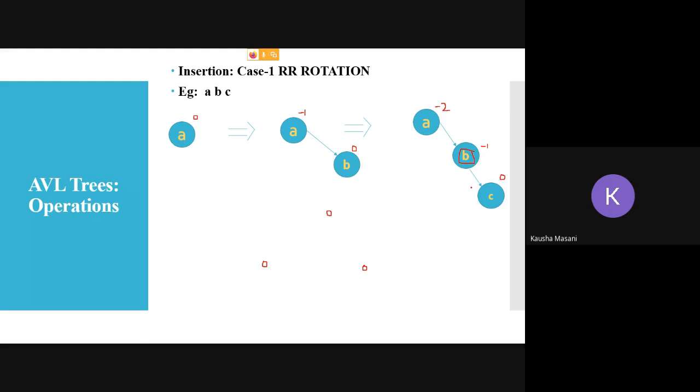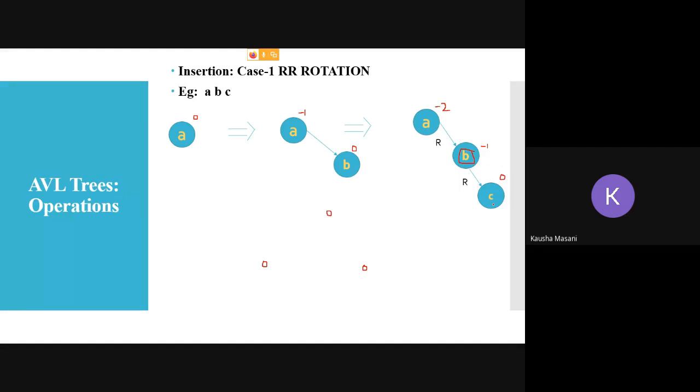Now you need to identify that A is having -2 here. So where is the imbalance that occurred? Due to the insertion at B. At B you inserted the element, and that insertion happened on the right side. So you have to consider first of all the right rotation. If you consider the right rotation, see, it is the RR kind, because insertion happened on the right side. So this is RR kind of rotation.